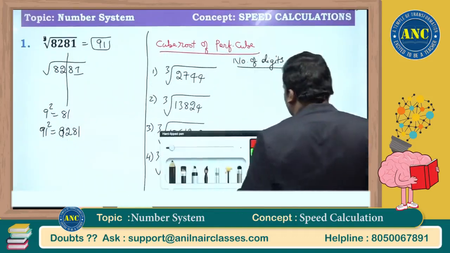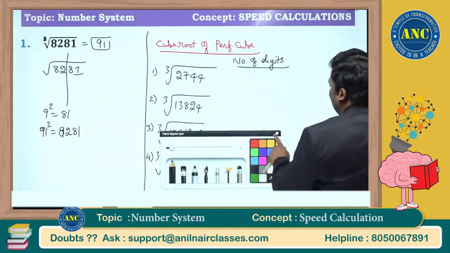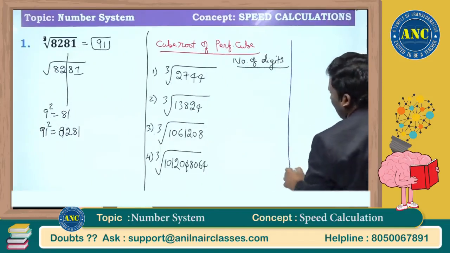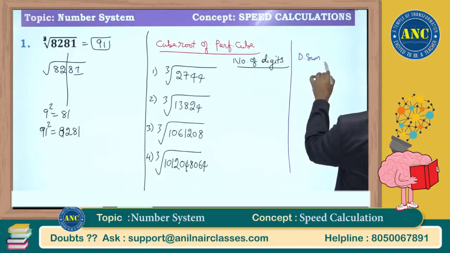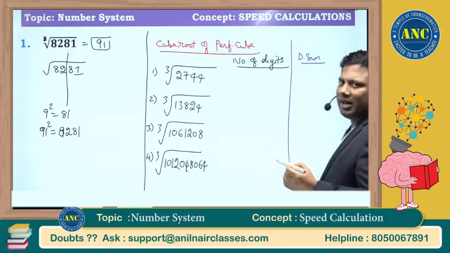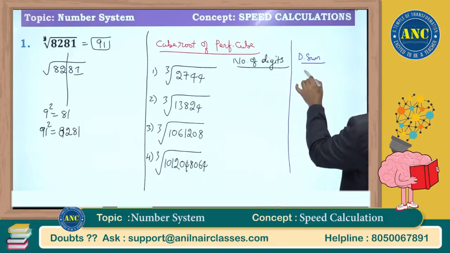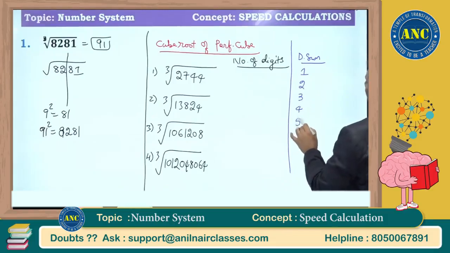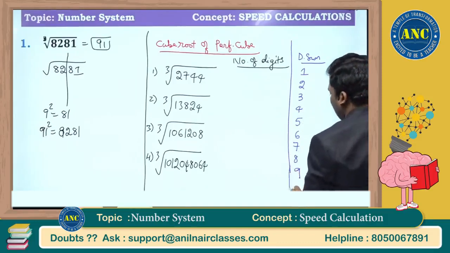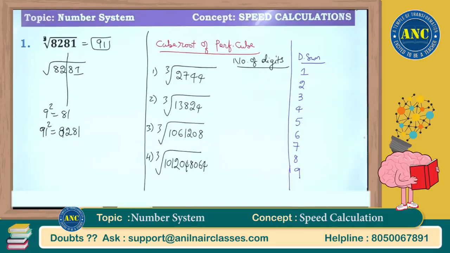Another important learning, sir. Very, very important key point. Now, if I see the digital sum, what do you mean by the digital sum? Digital sum is defined as the sum of the digits until you get a single digit number. What are all the single digits? 1, 2, 3, 4, 5, 6, 7, 8, 9.